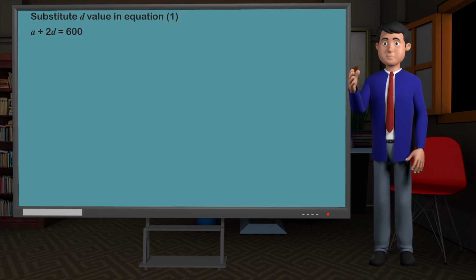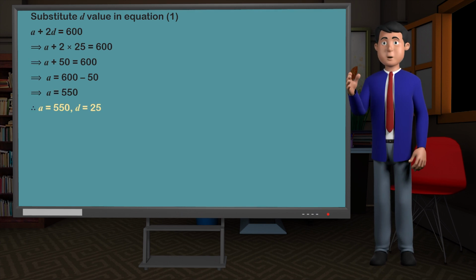a plus 2d is equal to 600, which implies a plus 2 into 25 is equal to 600, which implies a plus 50 is equal to 600. Transposing 50 to the other side, we get a is equal to 600 minus 50, which implies a is equal to 550. Therefore, a is equal to 550 and d is equal to 25. So, the first year's production is 550 units and it's increasing by 25 units every year.